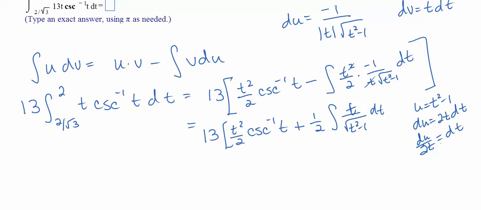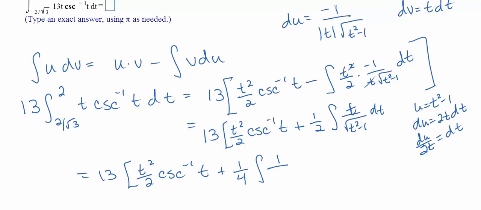The t will cancel, and you'll have a 1/4 out in front, and it's going to be 1 over the square root of u. So we've got this stuff. So this will be a 1/4 in front, and then you're going to have just the integral of 1 over the square root of u du.